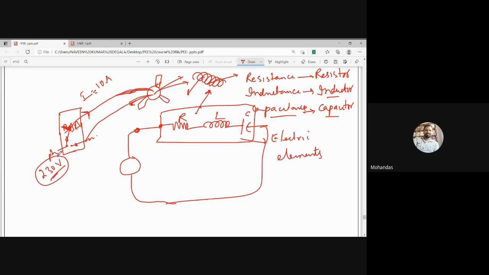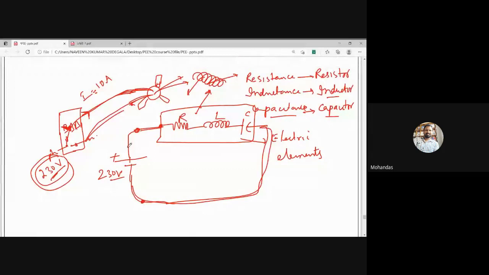Actually it is AC, but as we are discussing DC, how do we define a DC source here? We have used this symbol, right? A longer line and a shorter line. Let us take this as plus and minus, 230 volts something. So this is the supply, and these are the wires. These are the wire connections.